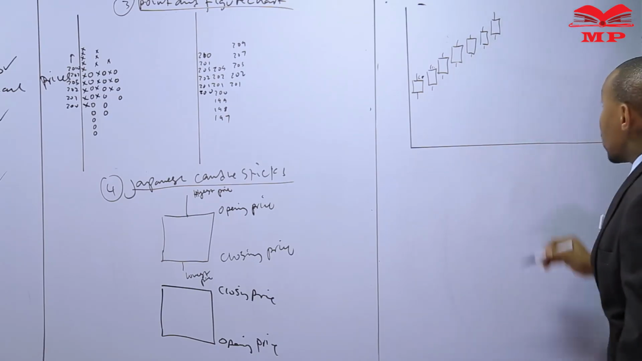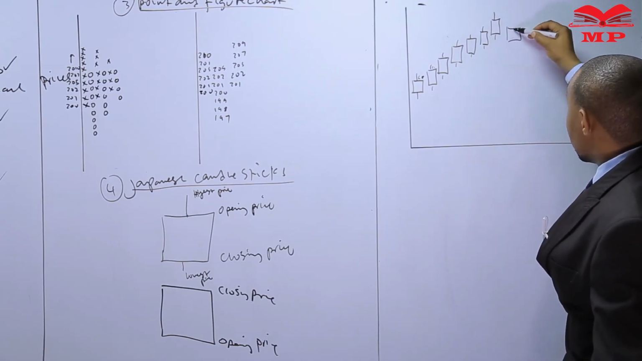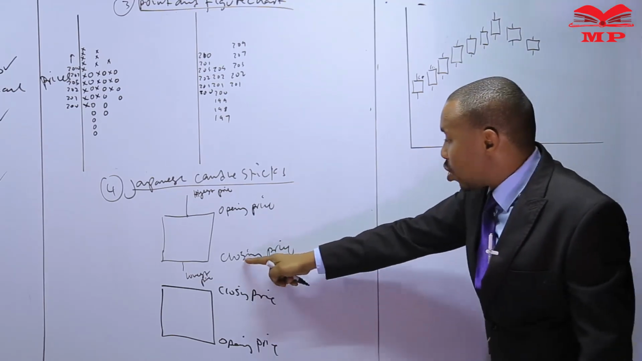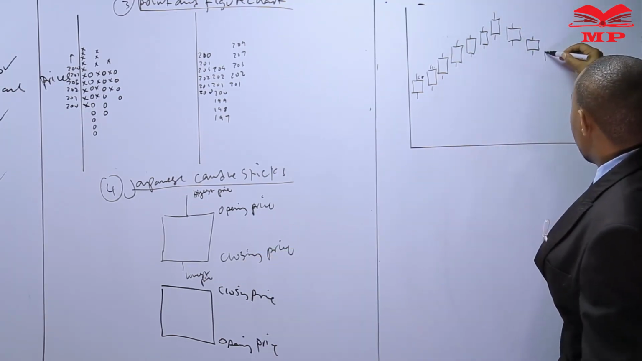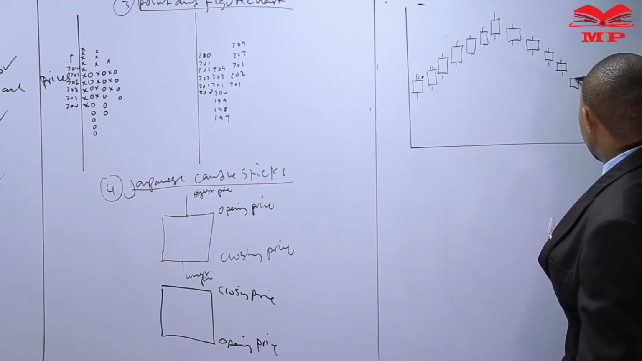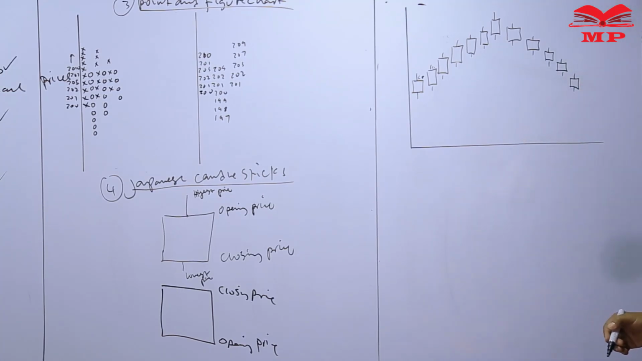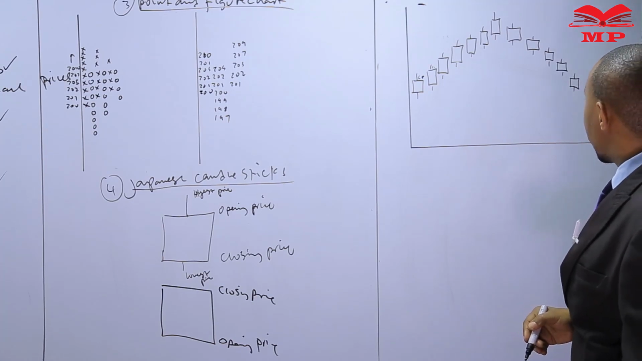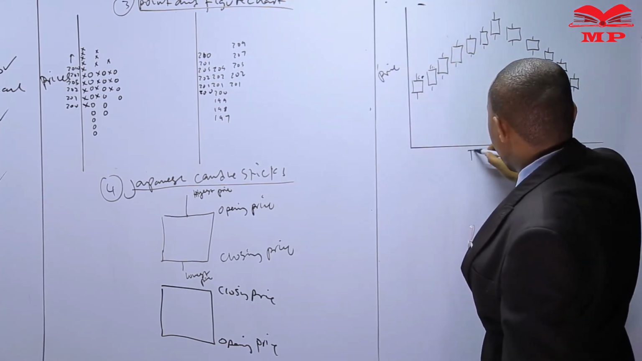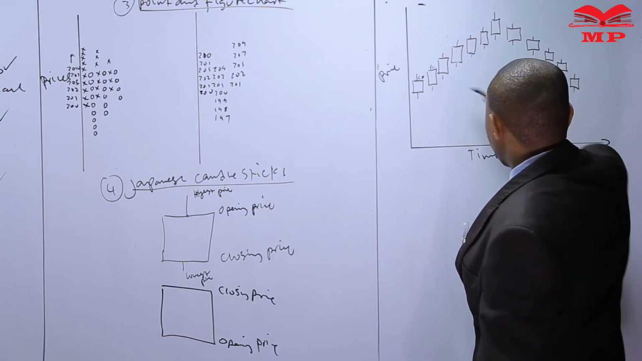But now when there's a bearish trend over here is where you'll be able to see that the closing price will tend to be much lower than the opening prices like that. So that should be understood from the Japanese candlesticks perspective. So here we have the price, here we have time moving in that direction.